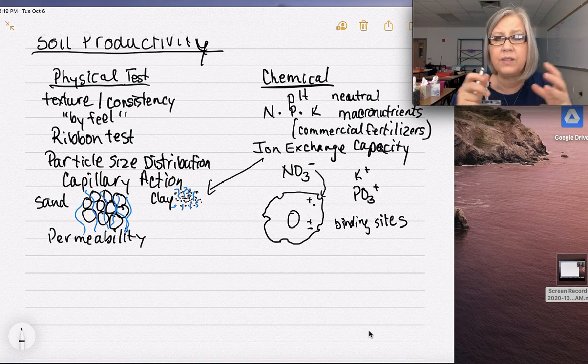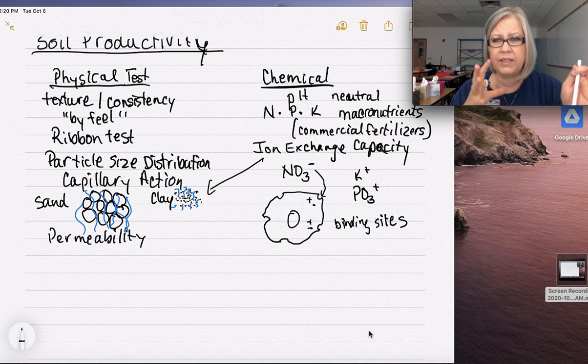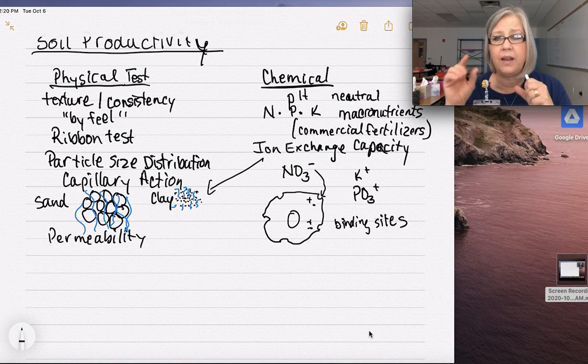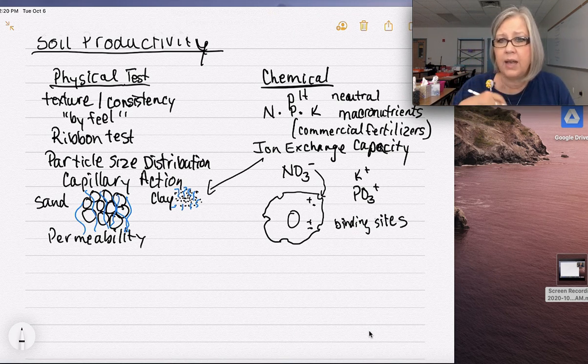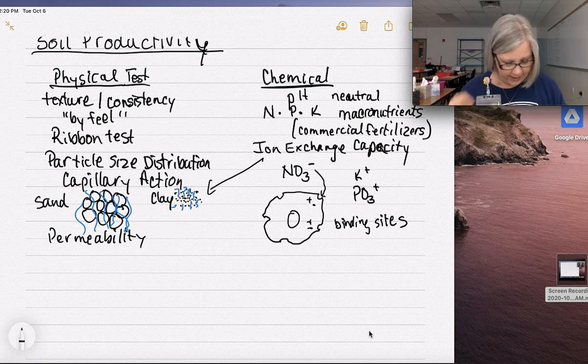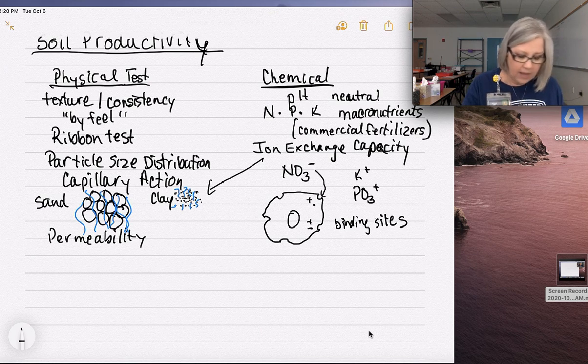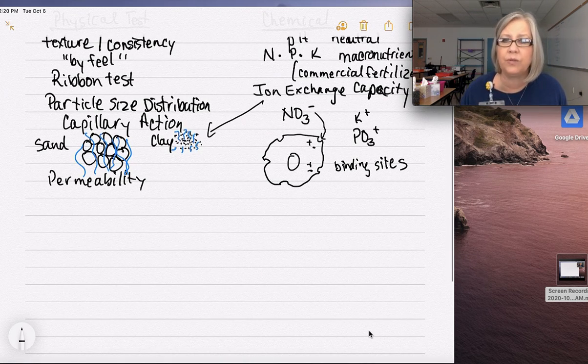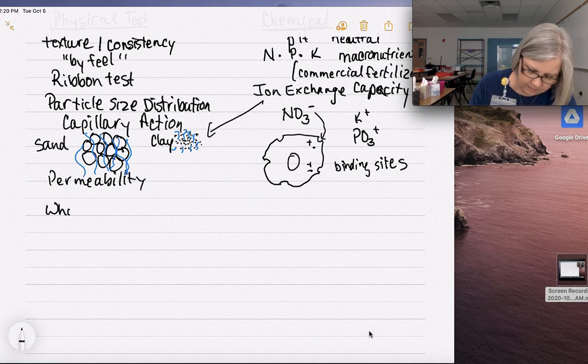Well, the soil itself is able to hold in those ions. And so in the lab, we looked at the differences between a negative charge and a positive charge, and how different soils have different types of ion exchange capacity. So clay has a very high negative ion exchange capacity. Okay, pH. Those are your main ones for your chemical tests. Why is pH important?